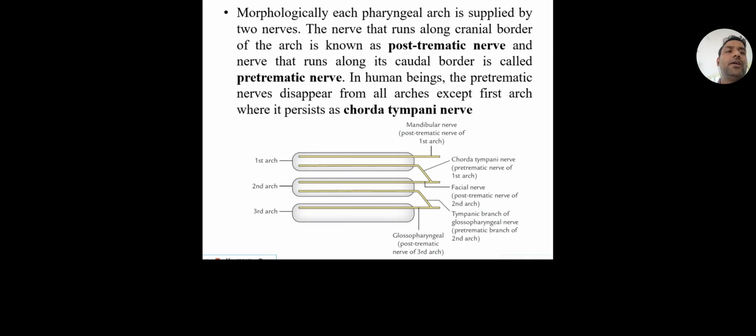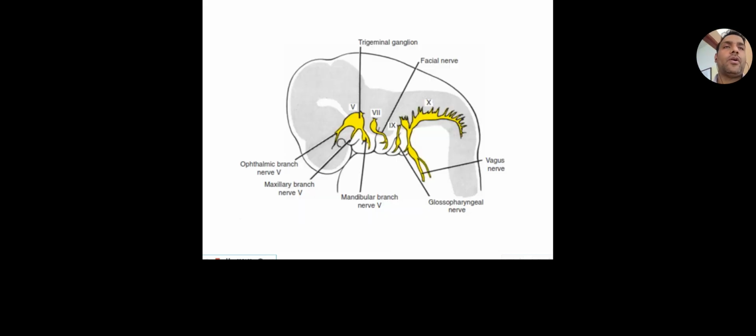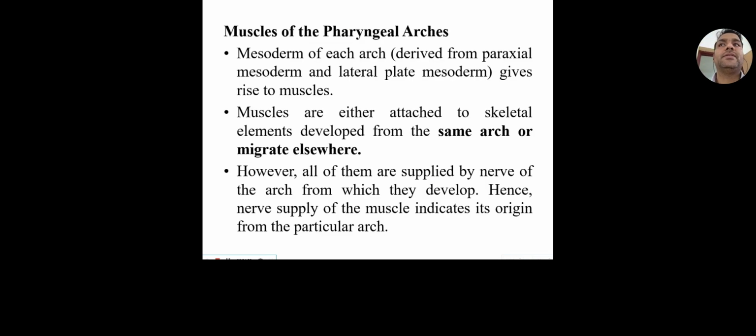Morphologically, each arch will have two nerves: a post-trematic nerve, which runs along the caudal border, and a pre-trematic nerve, which runs along the cranial border. And in human beings, all the pre-trematic nerves disappear except in the first arch, where it persists as the chorda tympani. That's why it supplies the anterior 2/3 of the tongue. It provides taste sensation of the anterior two-thirds.